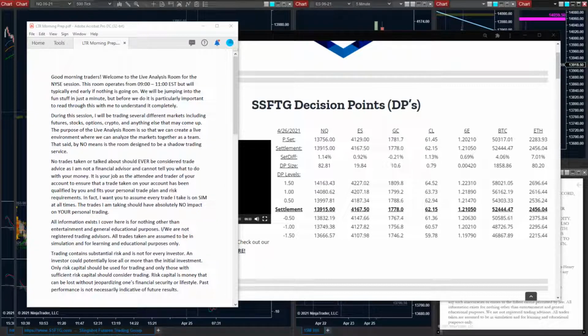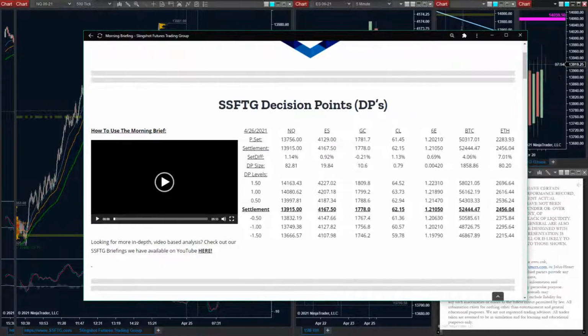Let's take a look at some charts, take a look at some news, and see what's going on as we come in from the weekend. Don't forget to grab your morning DP levels. Those were posted earlier this morning. Luckily, I got those posted before everything fell apart on me, but don't forget to grab those.